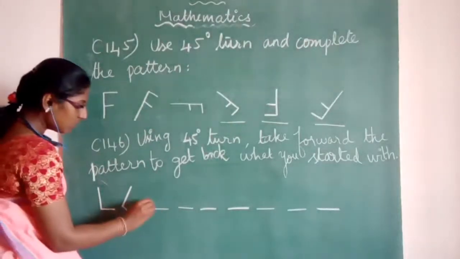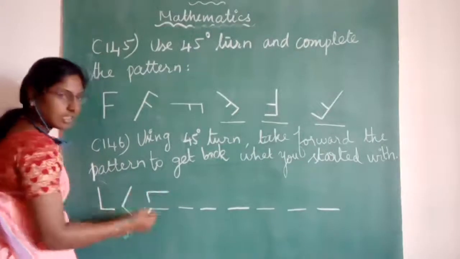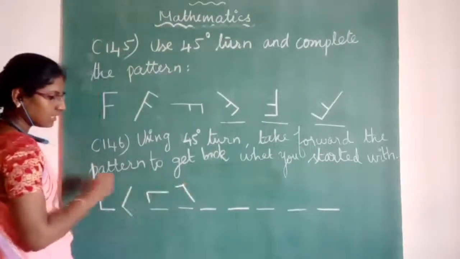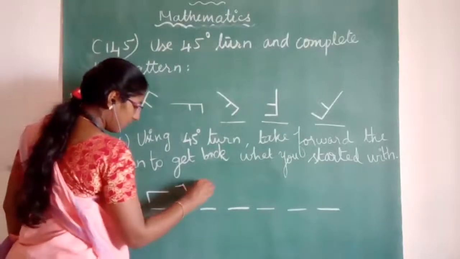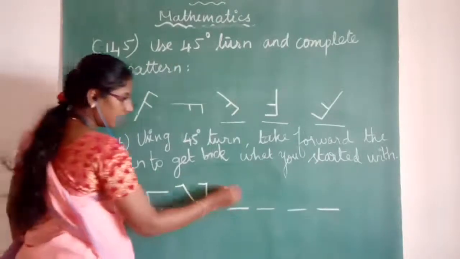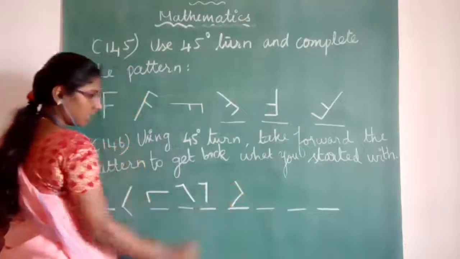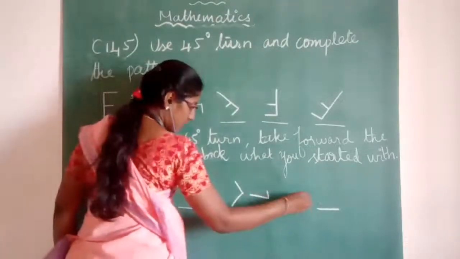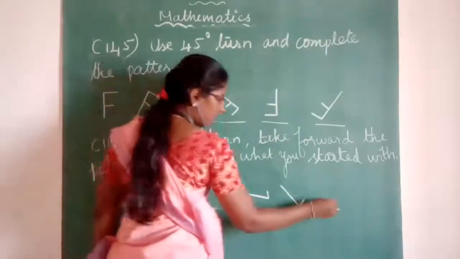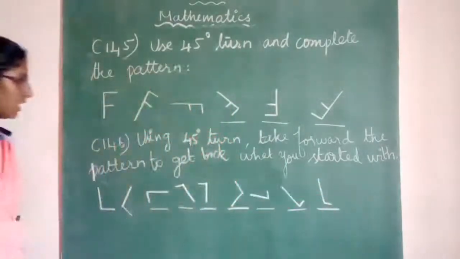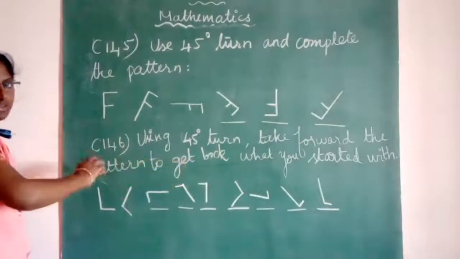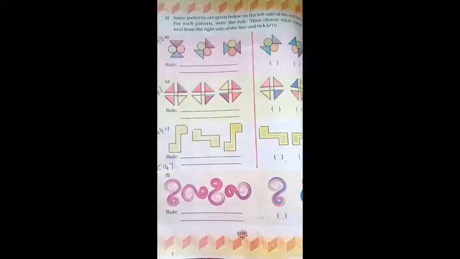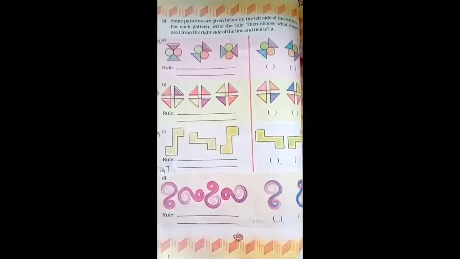Then after this you will get in this way, then like this. Okay, then you will have this shape, then like this, then like this, then you will have this one, then at last you will have this. Understood how it came? 45 degree, 45 degree, you have to give turns. That's all. Clear? So we have seen what is a 45-degree turn.